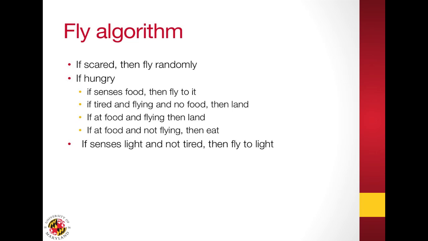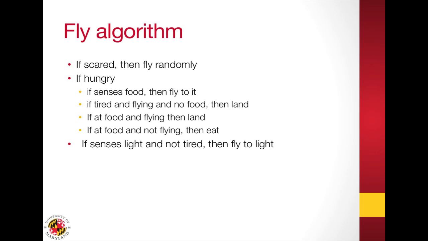algorithm looks like. If the fly is scared, then it should fly randomly. If it's hungry, then it should do something different depending on its state and what it senses. If it senses food, then it should fly to the food. If it's tired and it's flying and there's no food, well, then it should land. On the other hand, if it's already at the food and it's flying, then it should land. If it's at that food and it's not flying, well, then finally it can eat.